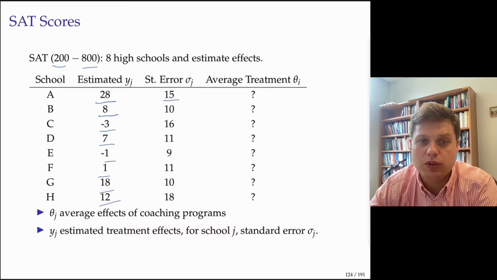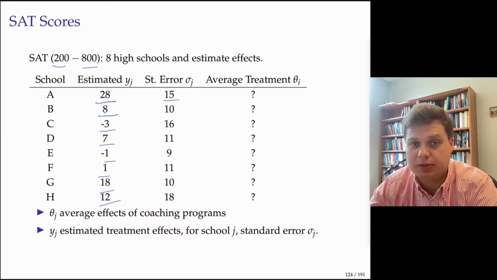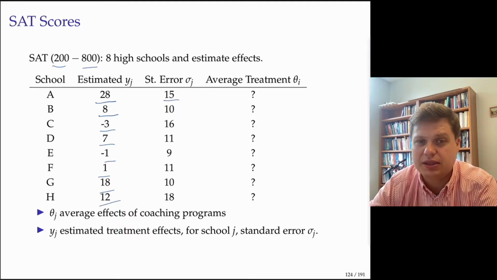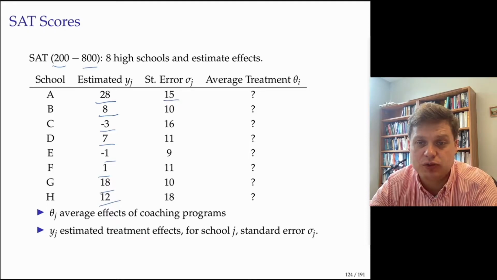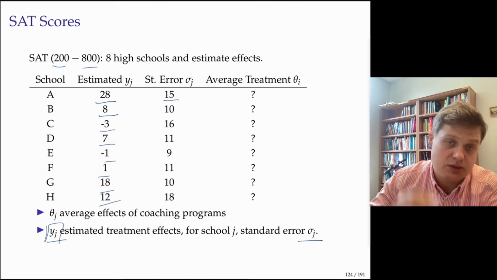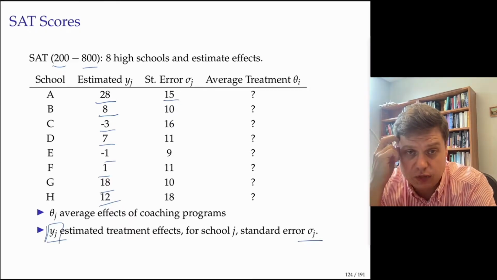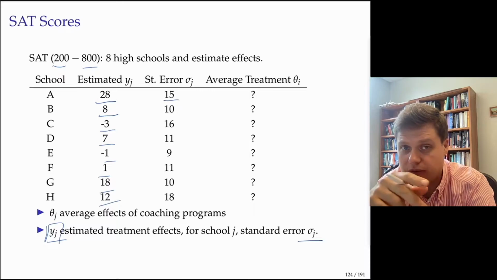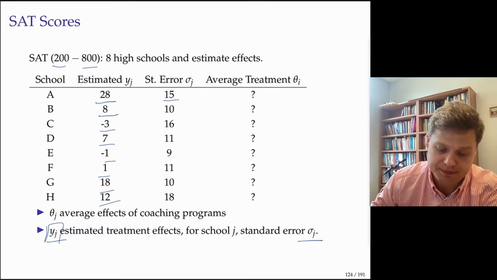And now we want, so theta j is the average effect of the coaching program. So it's basically the effect of the specific policy on school j, and yj estimates the treatment effect for school j, and the standard error is just sigma j. So yj is just calculated from the data. Students take the SAT test, and we calculate how well they did, again on this deviation scale rather than on the 200 to 800 scale.